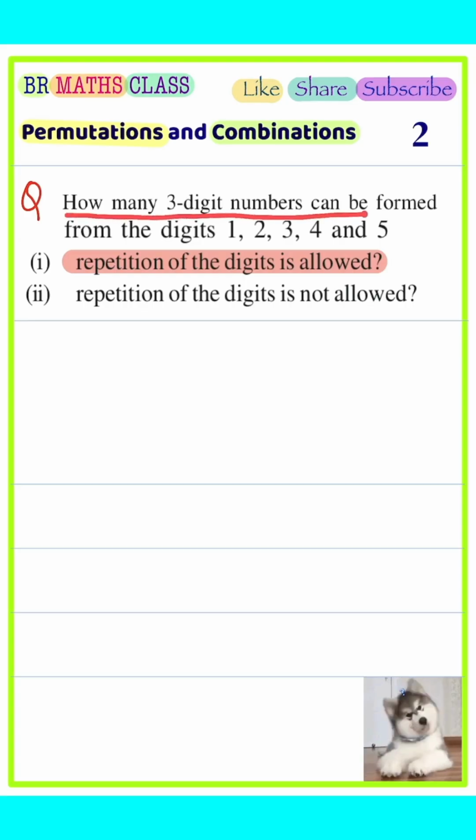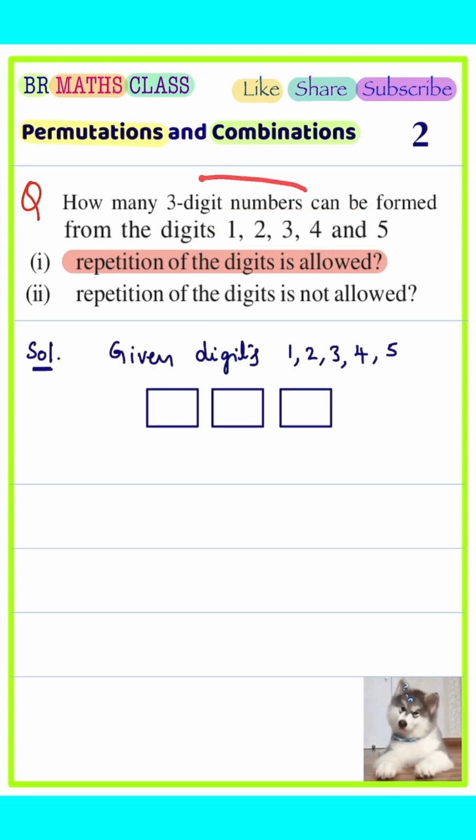You observe this question. How many 3-digit numbers can be formed using the digits 1, 2, 3, 4, 5 when repetition of the digits is allowed? As I need to form a 3-digit number, here I have taken 3 boxes. I can fill this first box with 1 or 2 or 3 or 4 or 5. So this first box can be filled in 5 ways.